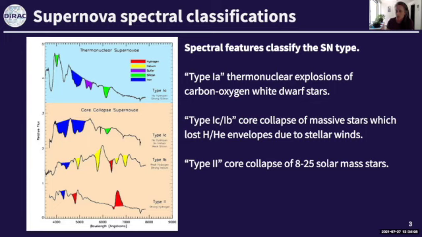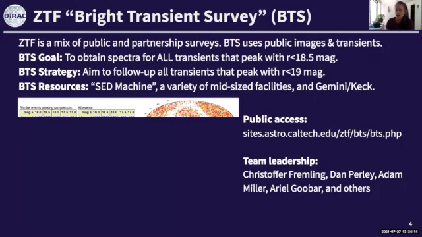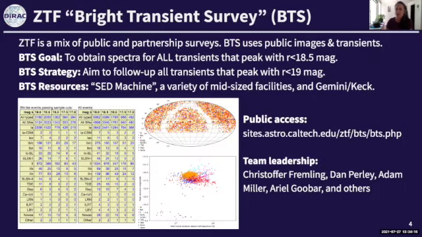So that's what a transient is. These are some of the typical supernova classifications, and this is why we need spectra in order to classify them. And now I want to say just a bit about the ZTF Bright Transient Survey, the BTS. ZTF itself is a mix of public and partnership surveys, and the BTS uses just the public images and public transients.